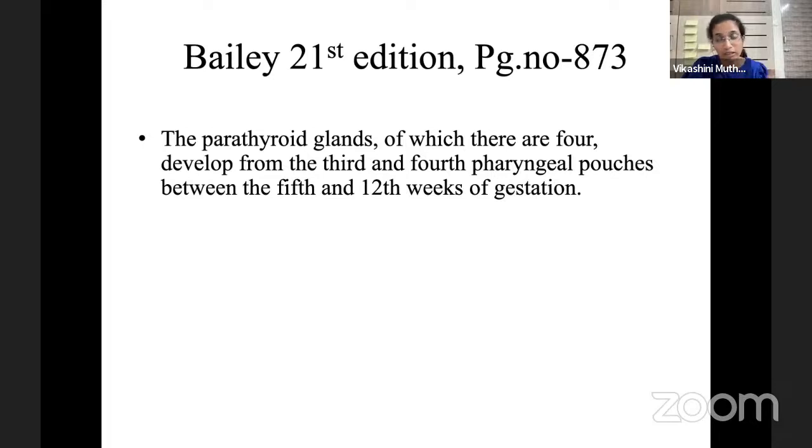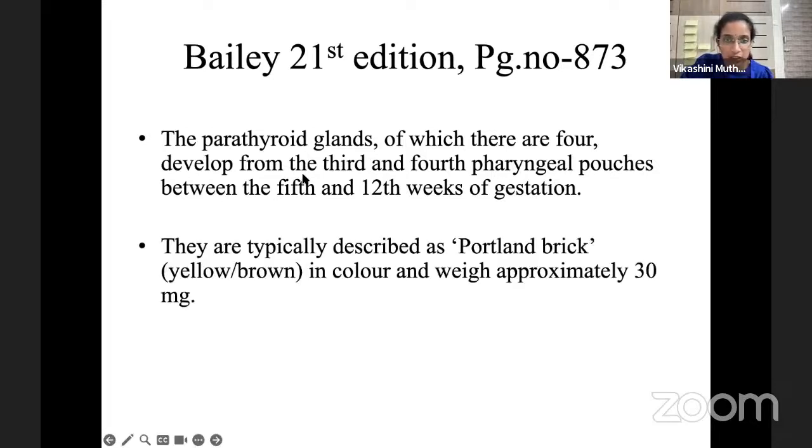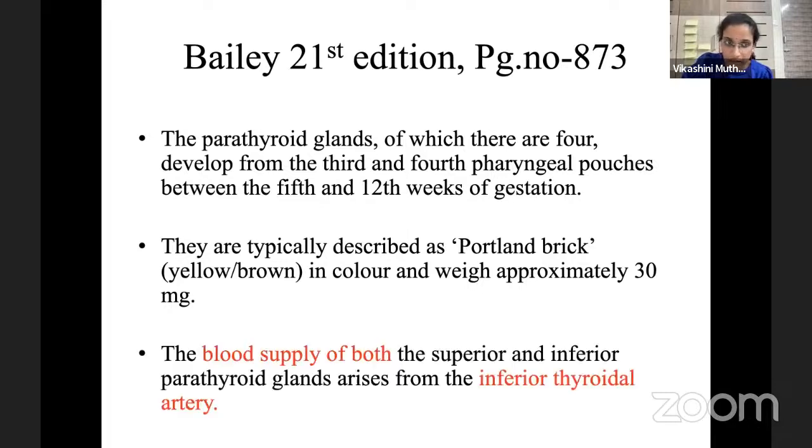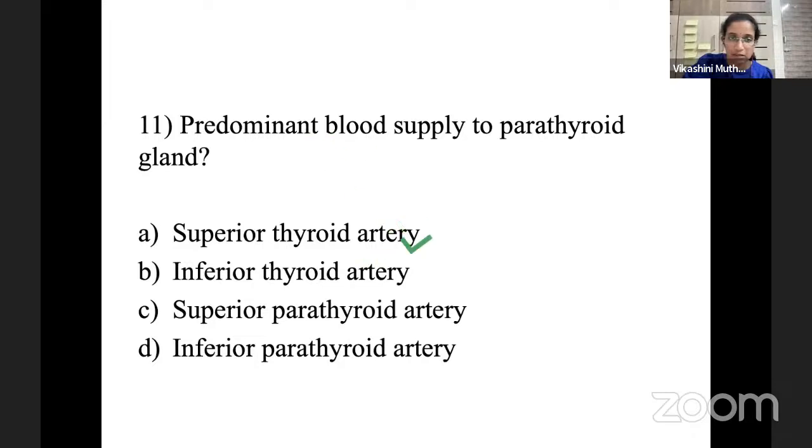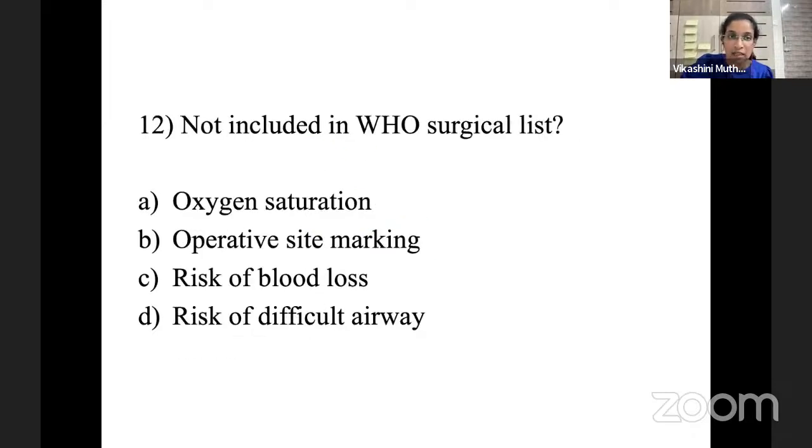So when the thymus descends into the mediastinum during embryological development, it pulls along with it the 2 parathyroids. So that's why the inferior parathyroid develops from the 3rd and the superior from the 4th. And all this happens at around the 5th and 12th week of gestation. So grossly, it's described as Portland brick or yellowish brown in color, and each gland weighs around 30 mg. And here, the blood supply of both is from the inferior thyroid artery. So it's a very simple question. So it's from the inferior thyroid artery.